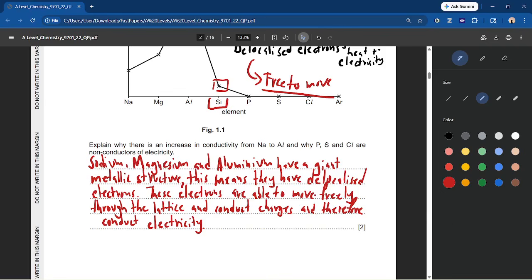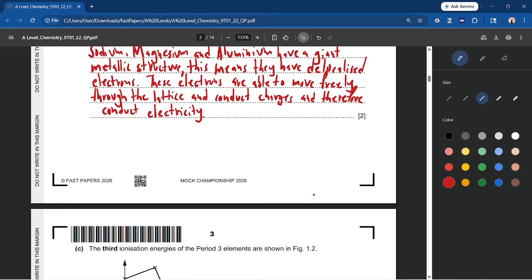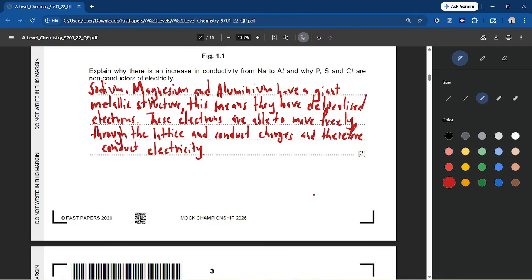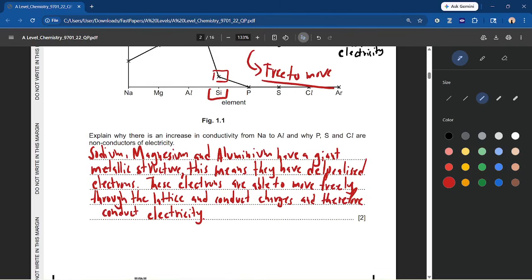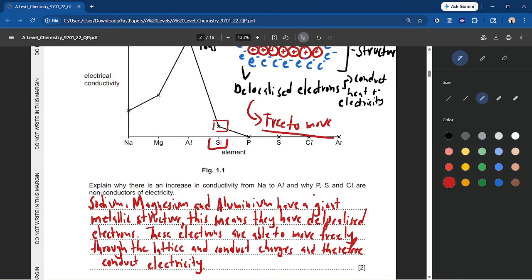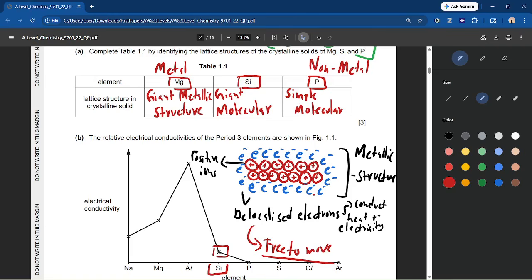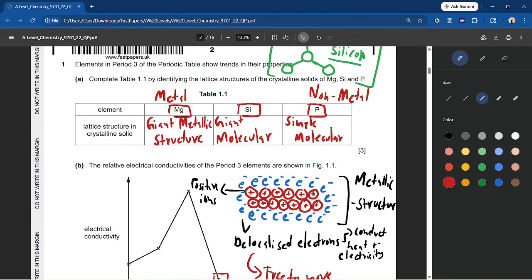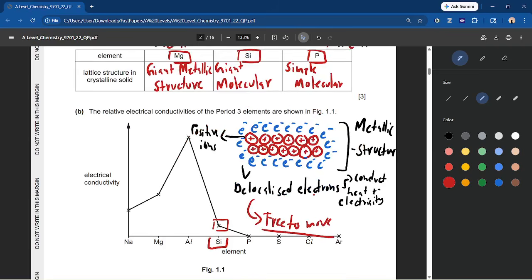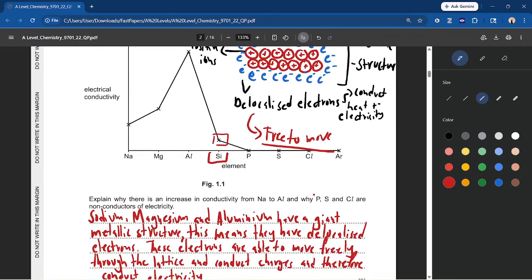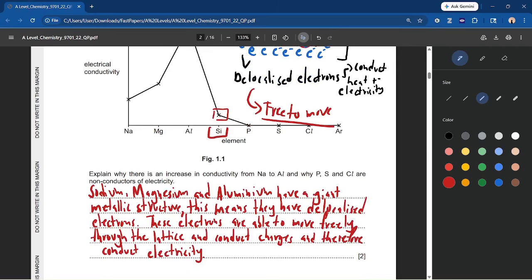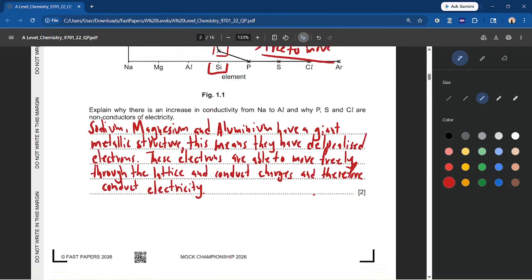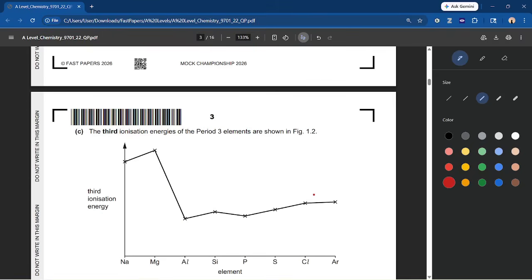So let's go down a bit over here. So again, like I was talking about silicon, I feel like I should mention another thing, like the giant metallic structure, no free electrons. It can conduct a bit at high temperature, but otherwise, because it lacks the free electrons, delocalized electrons, it's not going to be able to conduct electricity as well as, say, your other metals. So let's move to the next question, C1.